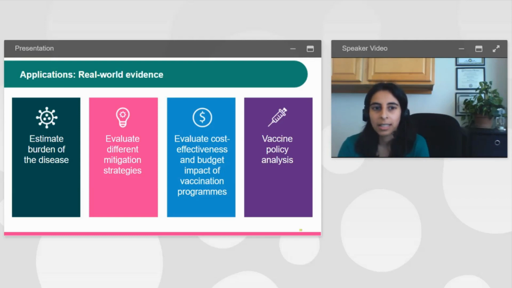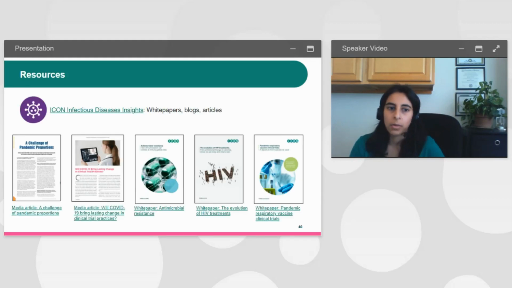And dynamic modeling is also advantageous because it incorporates the real world nuances of transmission. And with what we've experienced in the past few years in particular, that's highlighted the need for quantitative and evidence-based decision-making within public health. And applications of mathematical modeling can be used to inform that evidence generation and determine what additional data is needed. So ICON has performed extensive research within infectious diseases and vaccine development.